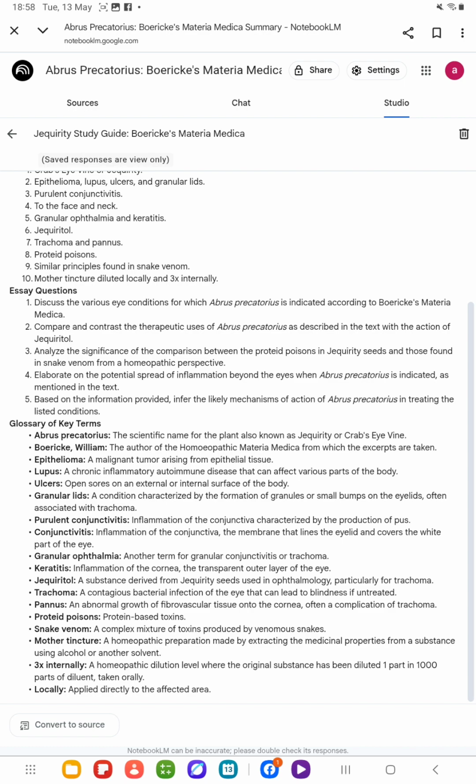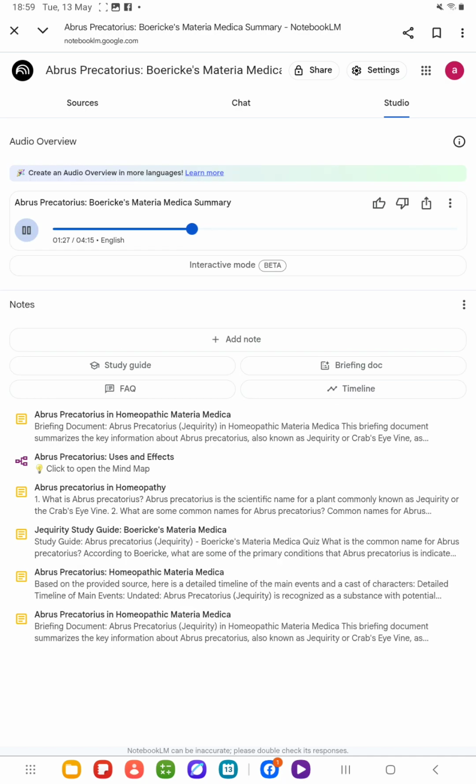Totally. He goes into detail about purulent conjunctivitis. That sounds pretty intense, like serious inflammation, lots of discharge. And he even notes it could spread to the face and neck. Wow, okay. And then there's granular ophthalmia and keratitis. Both serious eye issues affecting different parts, so clearly the eyes were a major focus for its use, according to him.